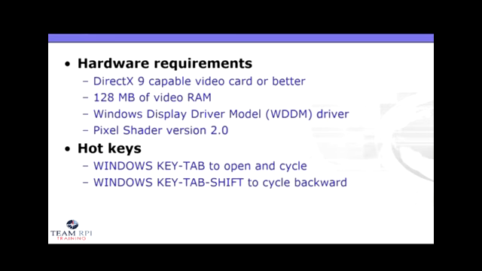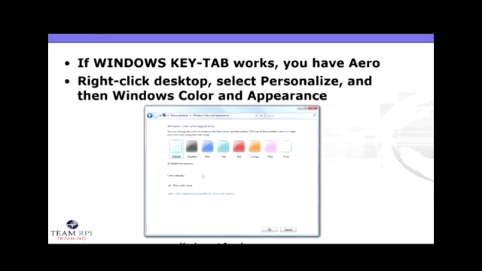However, this upgraded facelift also came with upgraded requirements. To access these requirements, you were required to have a DirectX 9 capable video card or better, a minimum of 128 megs of video RAM, and the Pixel Shader version 2.0. To know whether or not your machine was capable of Aero, you had two options. If the Windows key tab worked, you had Aero. Simply right-click the desktop, select Properties, and then Windows Color and Appearance.